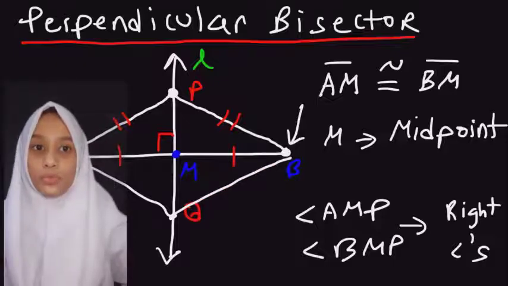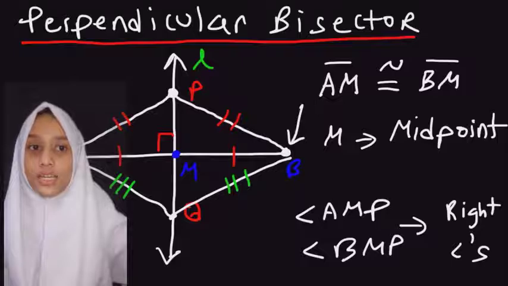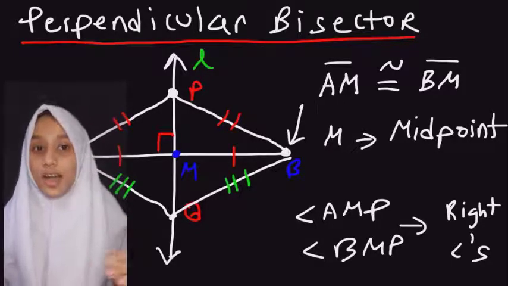Now we could also say the same of point Q. So AQ and BQ are congruent to each other. So these are things that you want to keep in mind when dealing with a perpendicular bisector. A common problem.